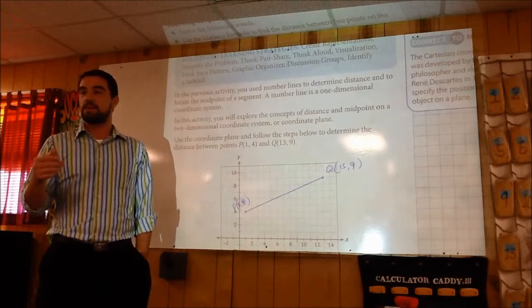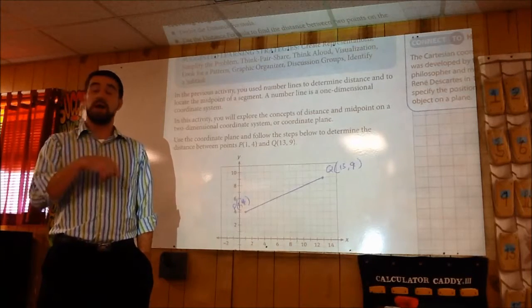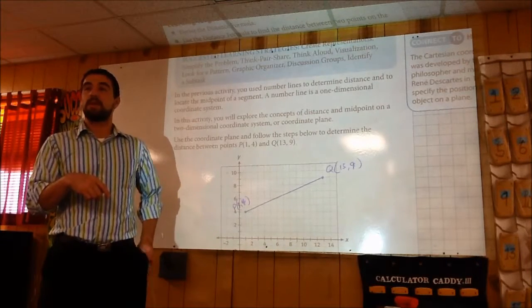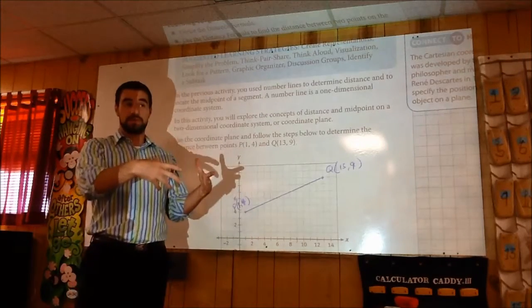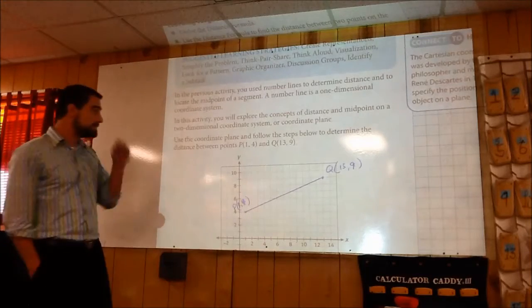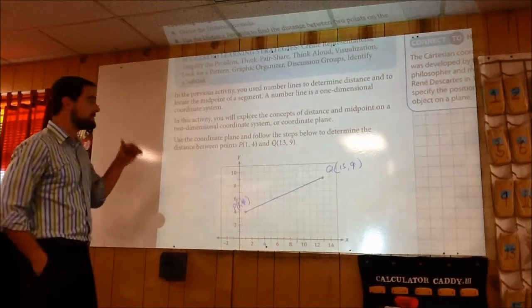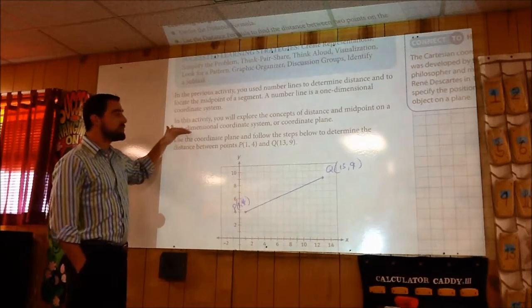Yes, ma'am? We used absolute value. Absolute value of what? The difference. Right, so we took those 2 coordinates, and we took their difference, and then the absolute value of the difference. Awesome. So now we're going to look at it in 2 dimensions.